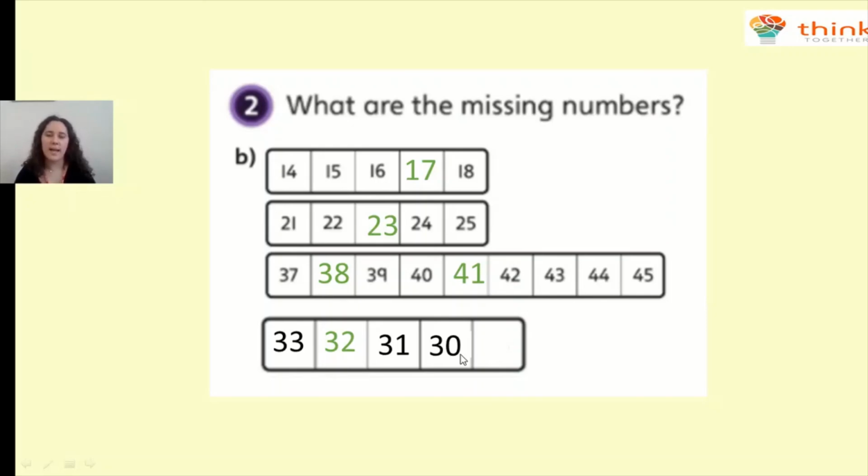Let's have a think if we can count backwards to find that last missing number. Remember, this time it's backwards. 33, 32, 31, 30, 29. Fantastic. Here, our answer is 29. Do you know how to write 29? Brilliant. It's a 2 and a 9. Thank you so much for helping me find those missing numbers. Now let's see what your task is.